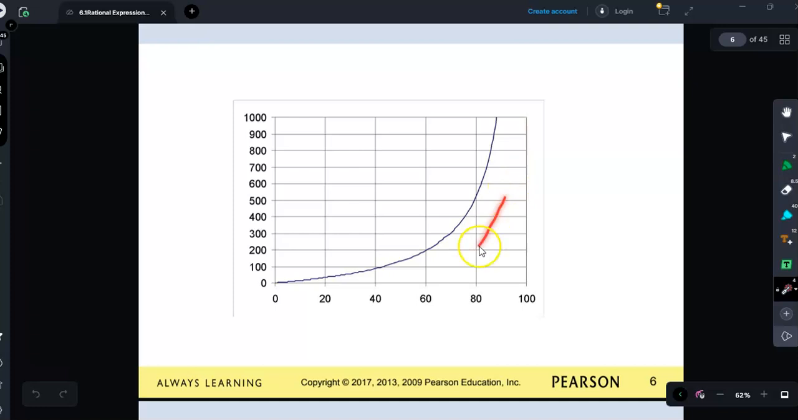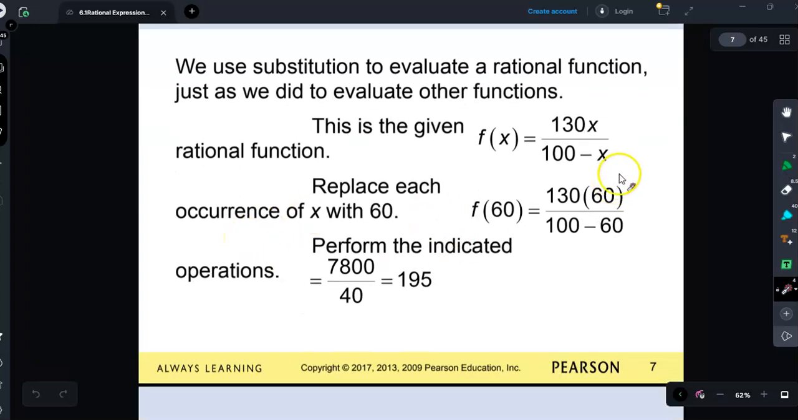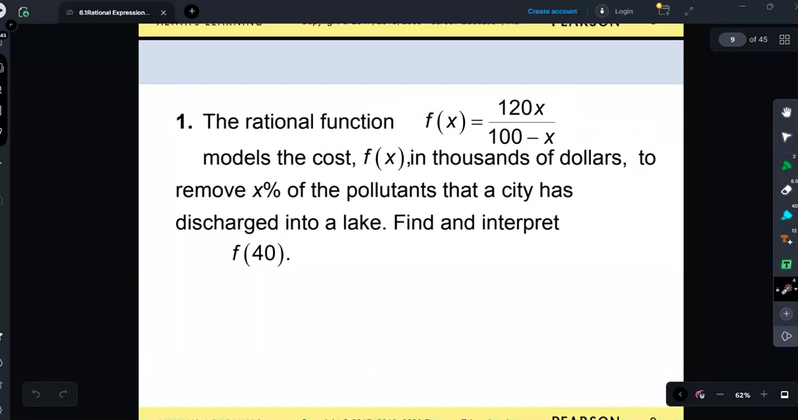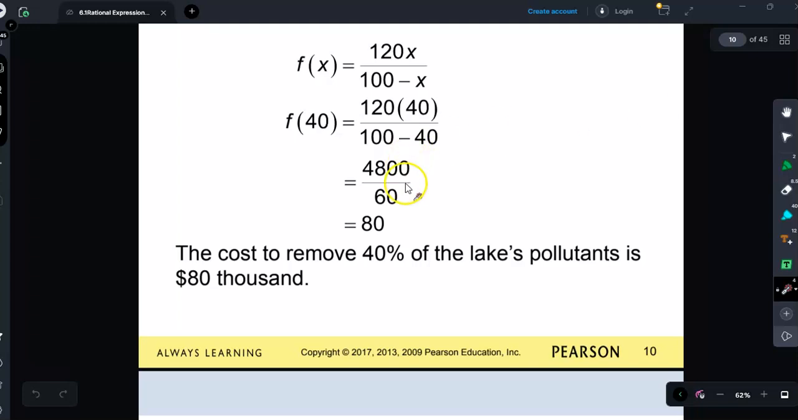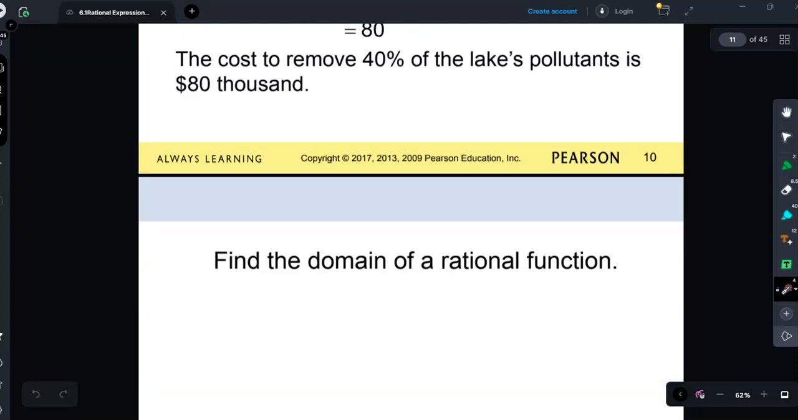So this is the graph of that equation for that rational expression or function. So when you get that, you plug in 60 here, right? And it spits out 195. So at 60 on the graph, the y value is 195 right here. So that's pretty self-explanatory, and if you want to solve this one yourself, you could. It's very similar to the other one. You just plug 40 in for that value. When you plug in 40, it's 80, which means it's in terms of thousands, so $80,000.